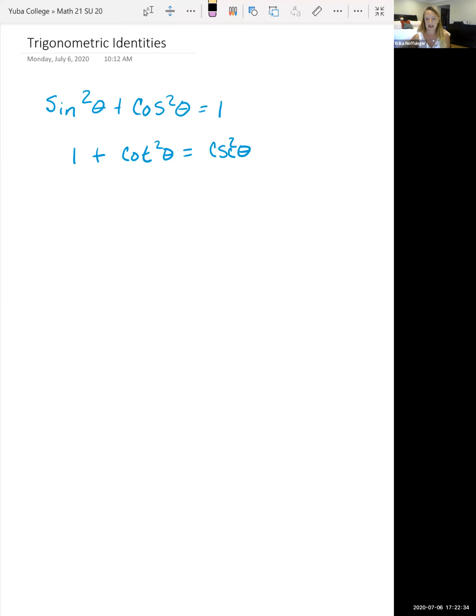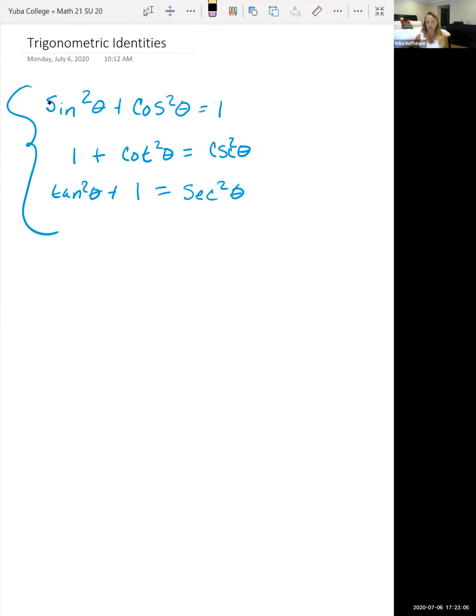So we can get the other identity by dividing everything through by cosine squared from the one that we should have memorized. So sine squared over cosine squared, that's tangent squared theta, plus cosine squared over cosine squared is 1, is equal to 1 over cosine squared, which is the secant squared theta. So these you should be able to recognize.